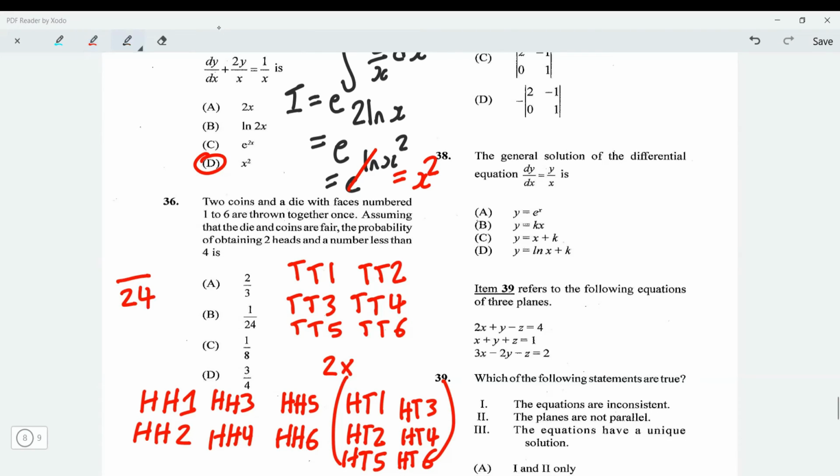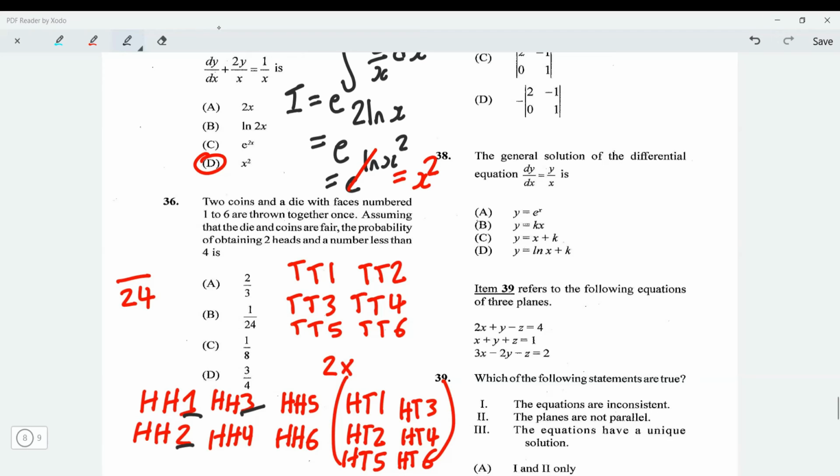Now, what are the chances that you're going to get 2 heads and a number less than 4? Less than 4 is 1, 2, or 3. So that's 3. Find the probability of obtaining 2 heads and a number less than 4. So this is when you get 2 heads and a number less than 4. All right. So that is 3 out of 24.